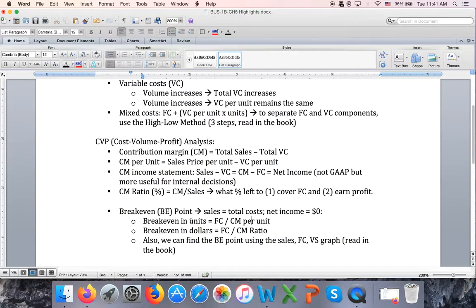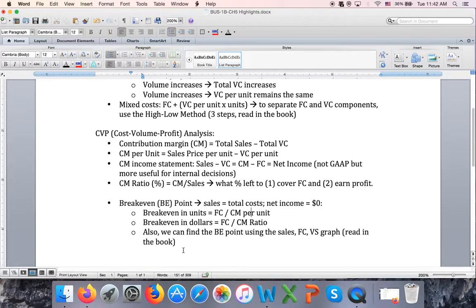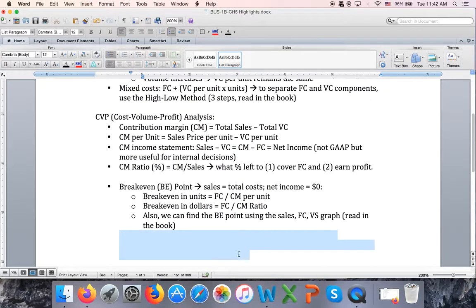We can calculate break-even in units. How many units do I have to sell? Guys, everywhere here we assume we sell just one type of product. How many units do I have to sell to break even? This is the formula: fixed costs divided by contribution margin per unit. Or break-even in dollars. What should be my sales revenue in dollars to break even? You take fixed costs and divide by the contribution margin ratio. Also, we can find the break-even point using a chart, a graph, and I want you to read about it in the book.